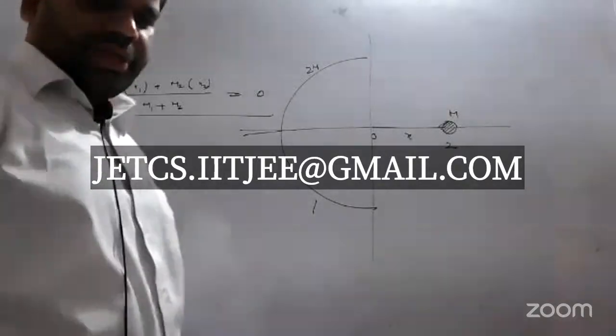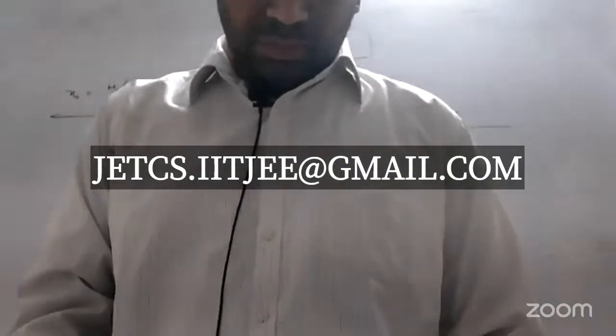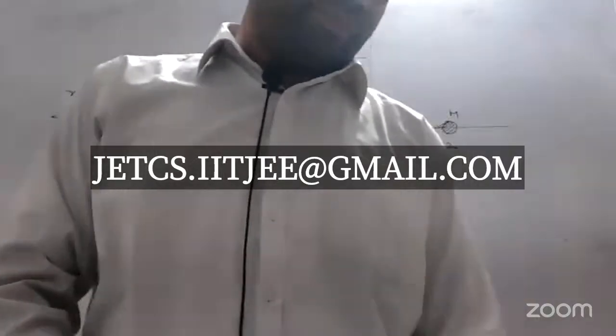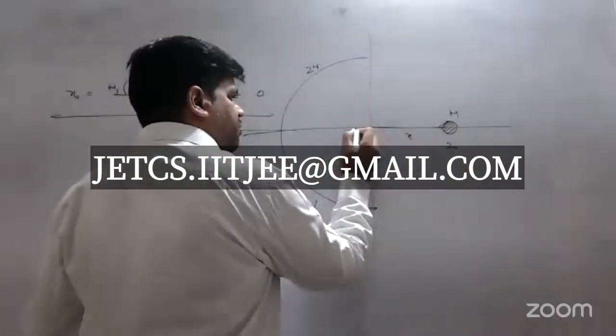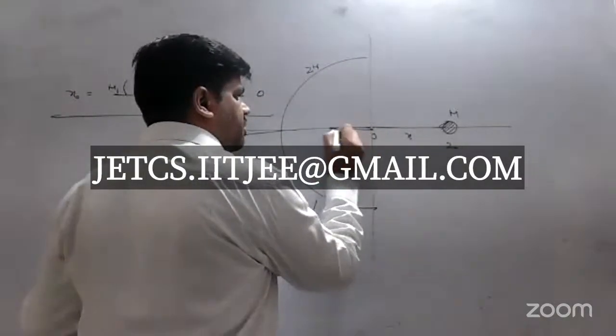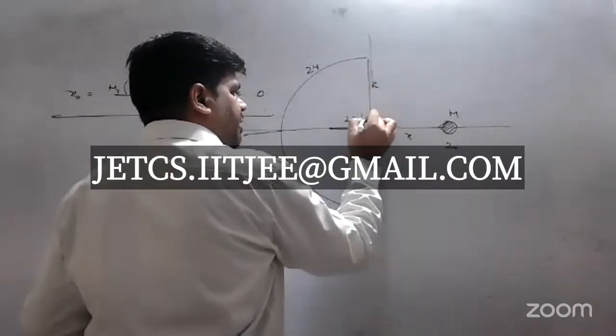So tell me one thing, where is the center of mass of a semicircular ring? We did it yesterday. What is the value of the center of mass of the semicircular ring? Where does the center of mass lie? It lies at 2r by pi from the center. So this radius is r, and this lies at 2r by pi.